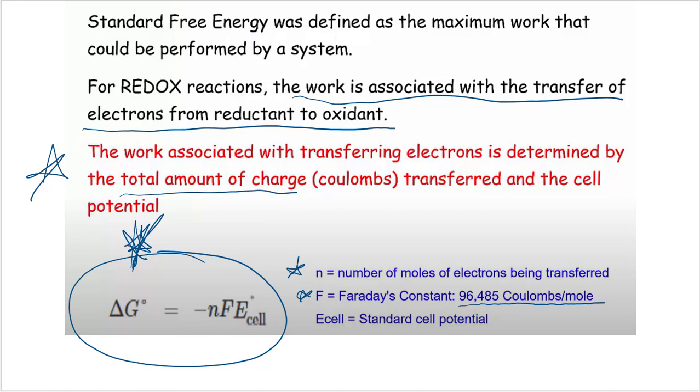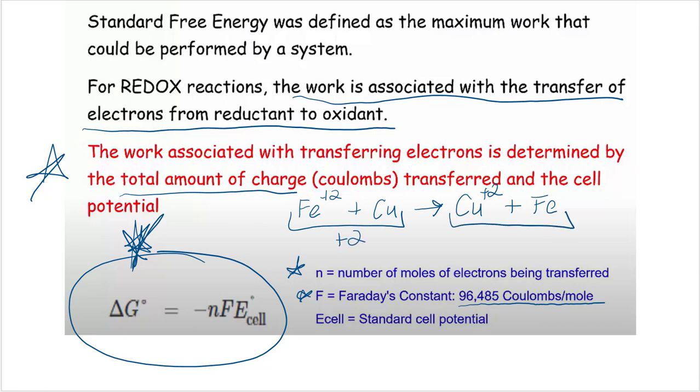And then our E cell is our standard cell potential. So how do I find N? Well, let's say that I have Fe2+ plus Cu, creating Cu2+ plus Fe. So I've got a reduction and oxidation happening. So let's see what I've got here. A total charge on the left is plus 2. Total charge on the right is plus 2. So I have 2 moles of electrons being transferred.